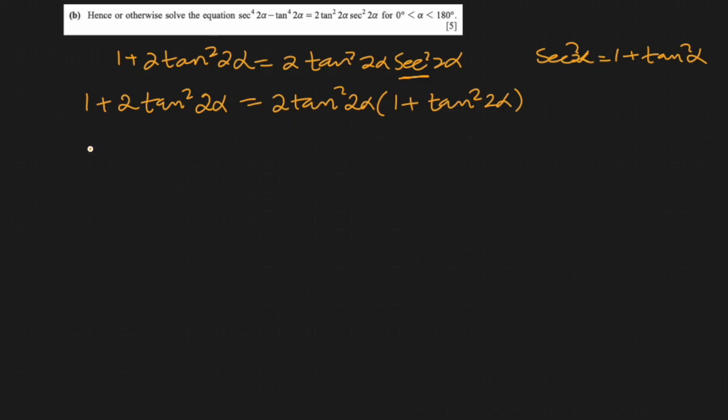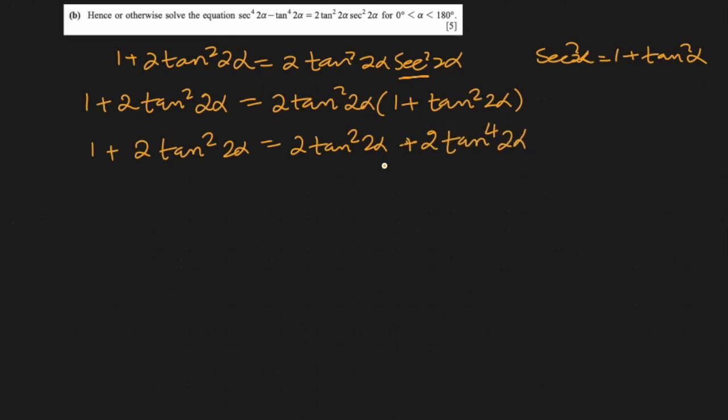And let me open this bracket. So it will be 1 plus 2 tan square 2 alpha equal to 2 tan square 2 alpha times 1 will be this, then plus 2 tan to the power 4 2 alpha. Okay, so exactly same here, they get cancelled out. So 1 equal to 2 tan to the power 4 2 alpha. Let's bring this 2 here, so it becomes half equal to tan to the power 4 2 alpha.